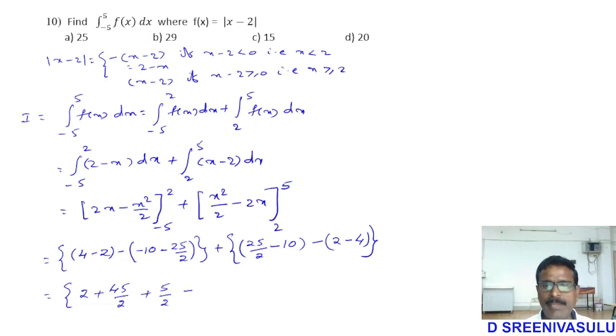Minus 2 minus 4 is minus 2, minus minus plus 2. This is equal to 2 plus 2, 4, plus 45 by 2 plus 5 by 2, denominator is same, 50 by 2, 50 by 2 is equal to 25, this is equal to 29. Answer is 29. The correct option is B.